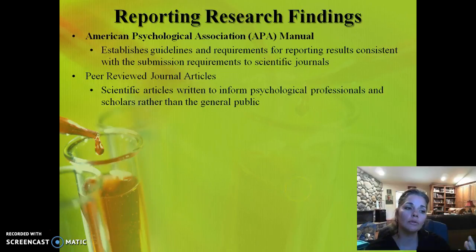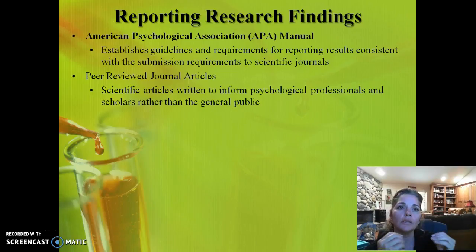They're submitted to what's called peer-reviewed journal articles. They're academic journals. We do not use just like GQ magazine or Vogue magazine. They're peer reviewed, so they're academic journals, magazines essentially, and they publish purely scientific articles written by other psychological researchers, and it's really to keep us in the profession informed of current research.